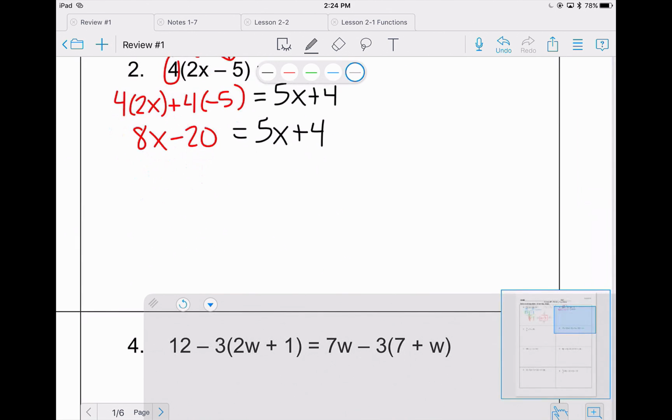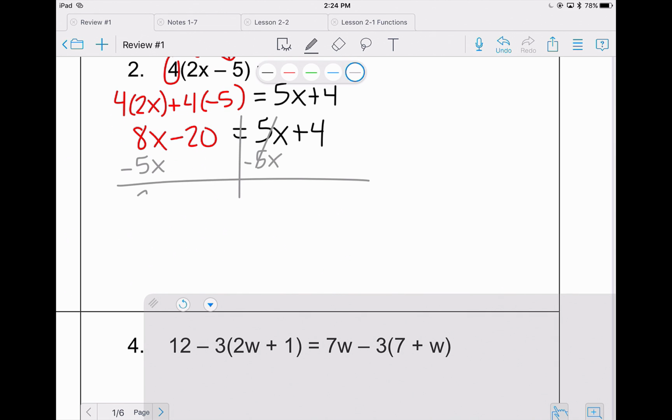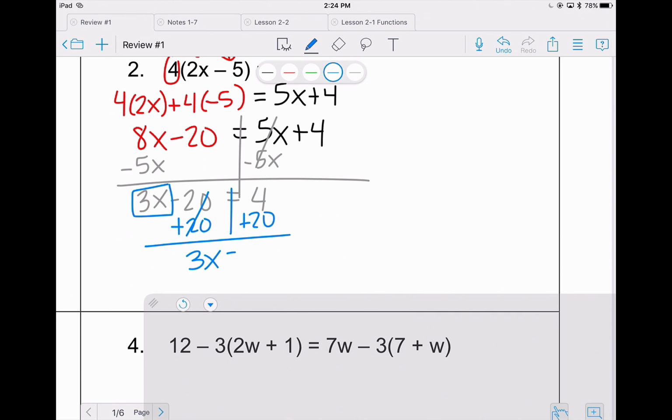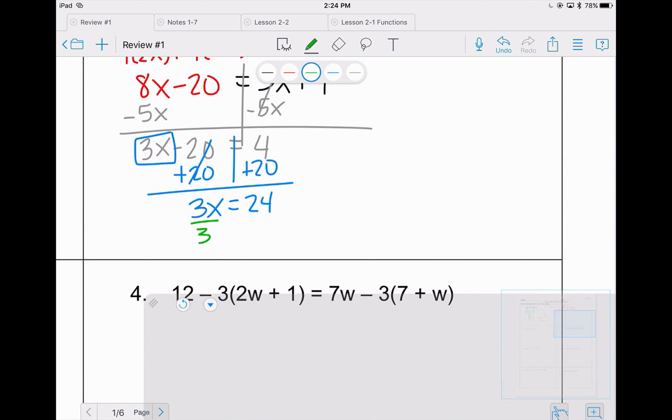And now I catch in like what I did on problem 1. 5x is smaller than 8x, so I'm going to move it through subtraction, which is the opposite. So 3x minus 20 equals 4. Box 3x, move 20 by doing the opposite. The opposite of a negative is a positive. So 3x equals 24. Again, 3 and x are being multiplied, so I need to divide, and x will equal 8.